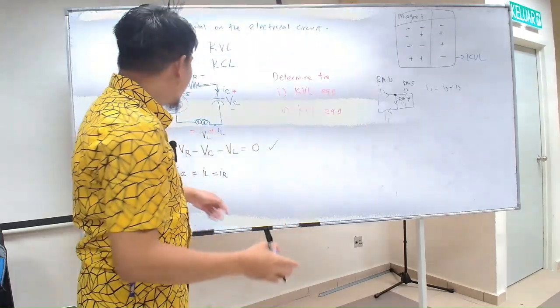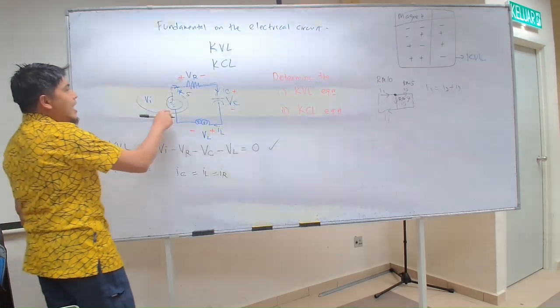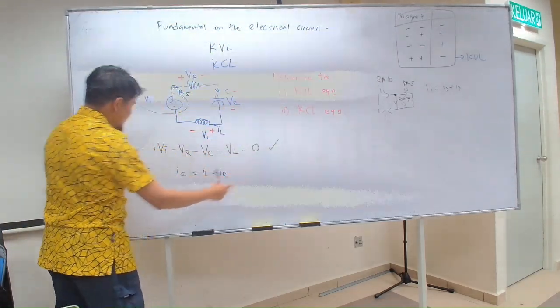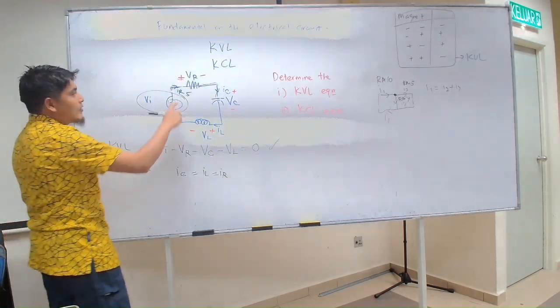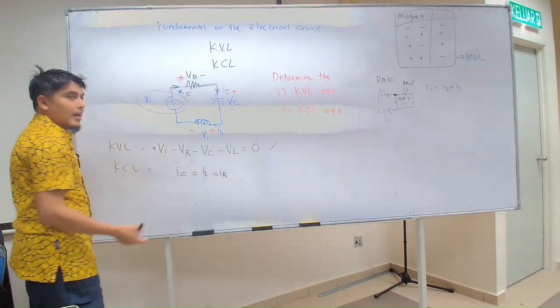So this is your KCL. So it means that the KVL is VI minus VR minus VC minus VL equal to 0. The KCL, actually, the value of IR equal to IC equal to IL. Same thing.